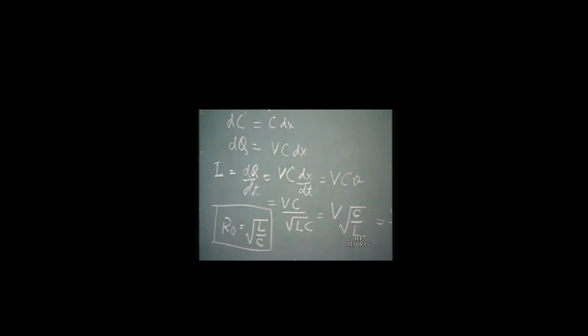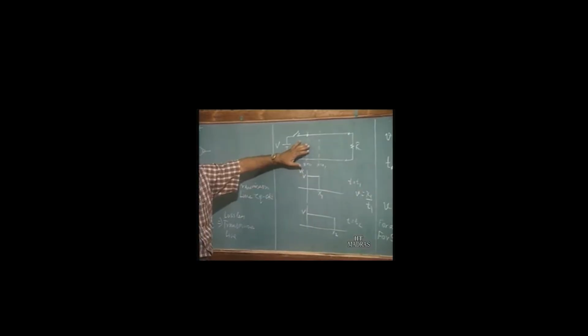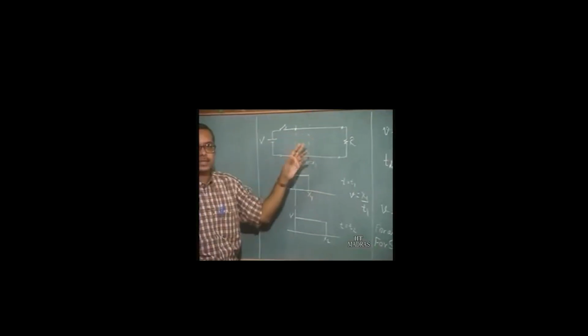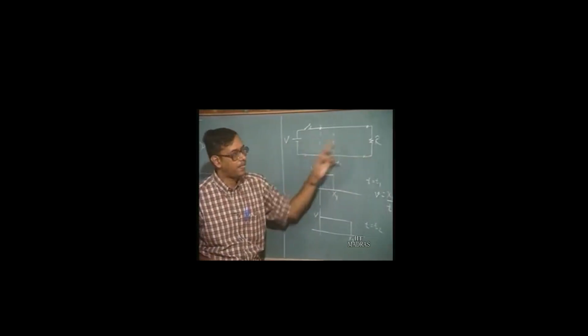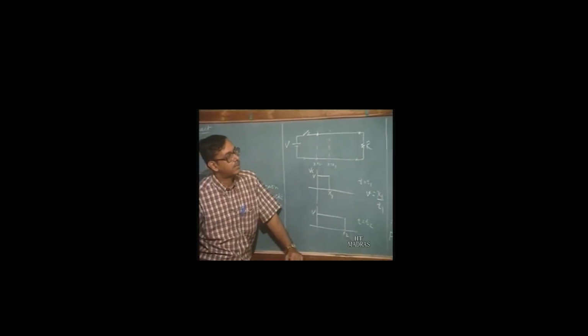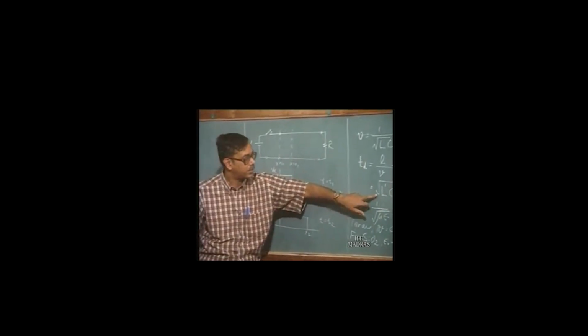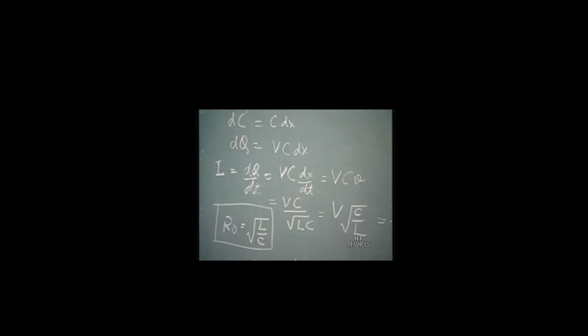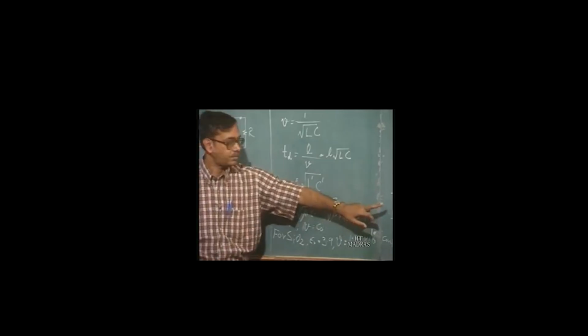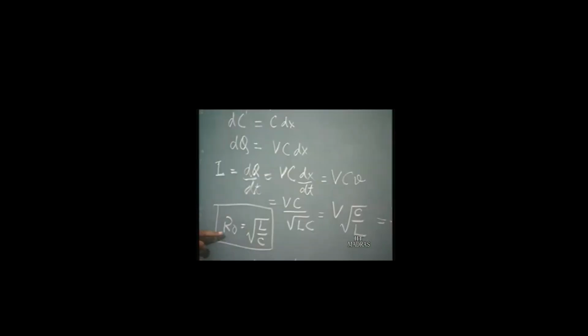So the transmission line, as you have seen, is characterized by two parameters. One is the delay of the line Td, which, as we have seen, is given by the root of the product of the total inductance and total capacitance of the line, root of L prime C prime. And the other is the characteristic impedance, R naught equal to root L by C.